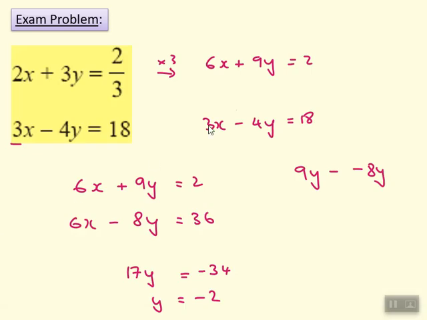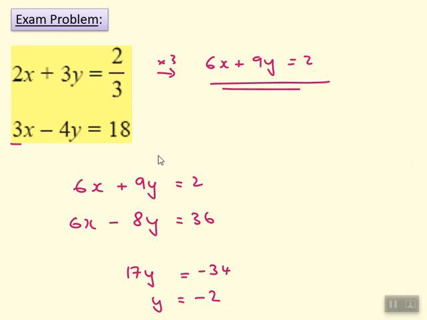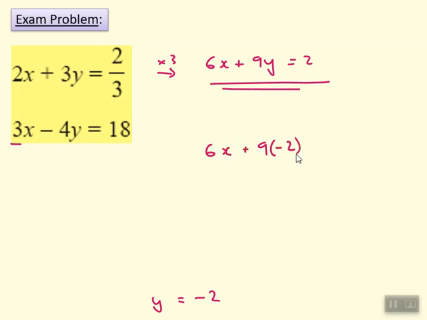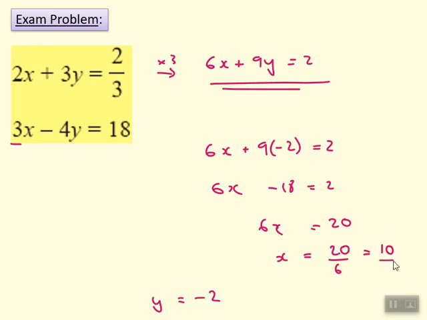That's the right answer. Okay, and then sub that into, which is the easiest one to sub it into? Probably this one here, actually. It doesn't matter, but let's just put it in that one anyway. Let's delete all of that. Okay, so put that in there. So 6x plus 9 times minus 2 equals 2. That's minus 18 equals 2. 6x, I'm going to add the 18 over, that gives me 20. 6x, I'm going to divide both sides by 6, that's 20 over 6, which simplifies to 10 over 3, which is the same as 3 1/3. Okay, so that's our x.